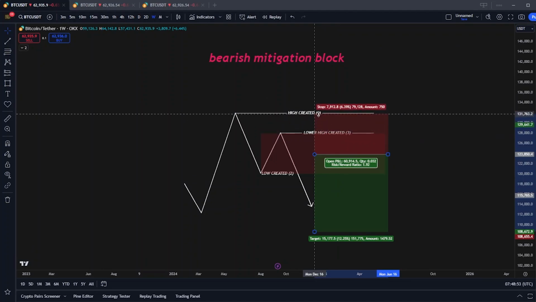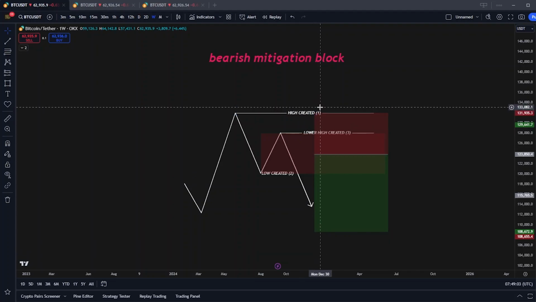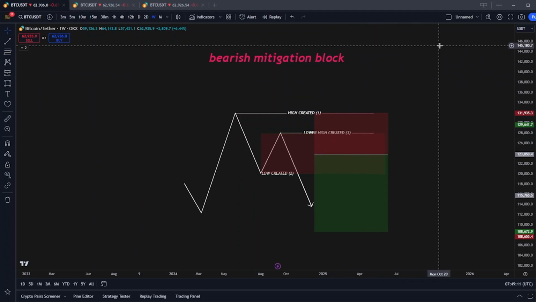I usually like to place it at the high, as we can always fill the mitigation block and then our stop loss will get hit and the move will carry on. But if we place it at the high, or in the bullish scenario at the low, the only way this gets cleared is if we sweep above the highs or the move carries on and we continue the uptrend, in which case our analysis was just wrong or the market didn't want to follow our trade.